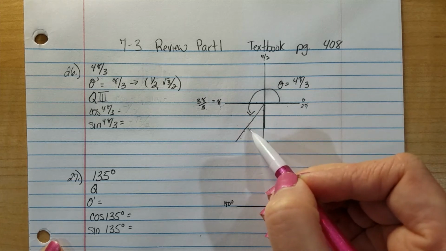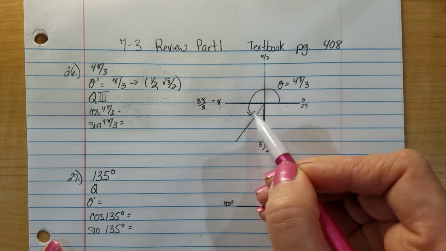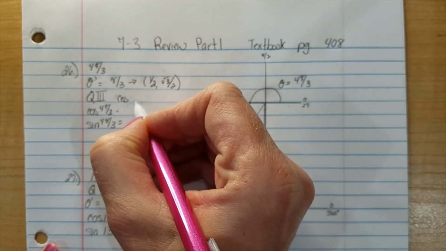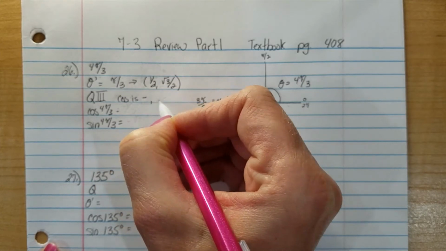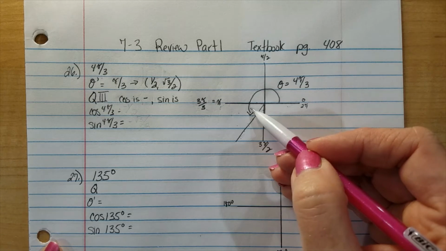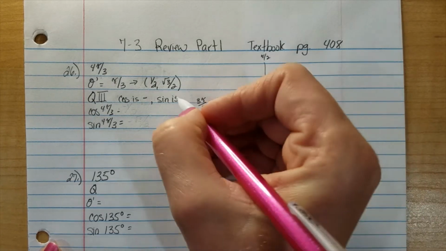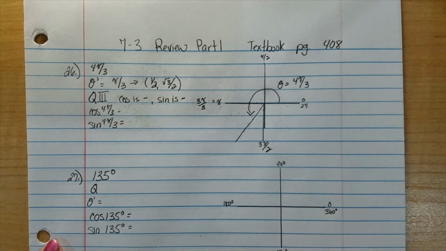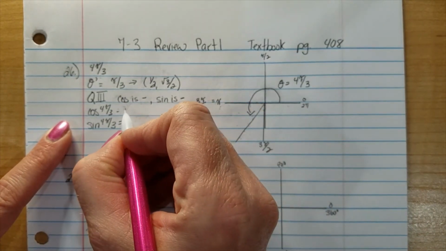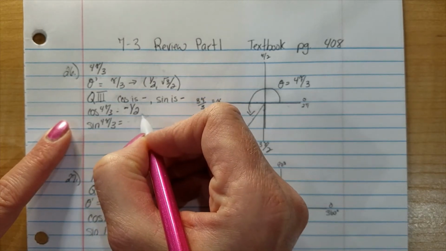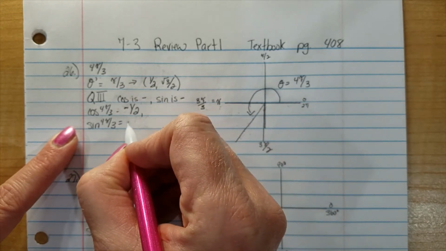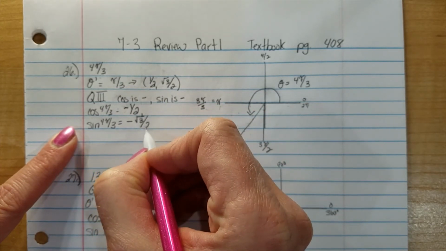Well, if I'm in quadrant 3, remember too, x values, you are to the left of the y-axis, so cosine is negative. Your y values, your sine, under the x-axis, so sine is also negative. So that means the cosine of 4 pi over 3, here's cosine, but we know it's negative. It's negative 1/2. And here it's sine of 4 pi over 3. That is going to be a negative square root 3 over 2.